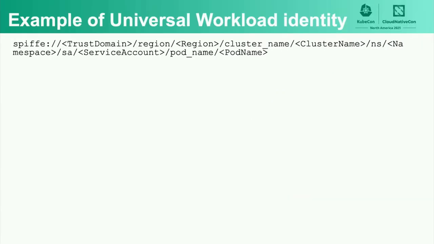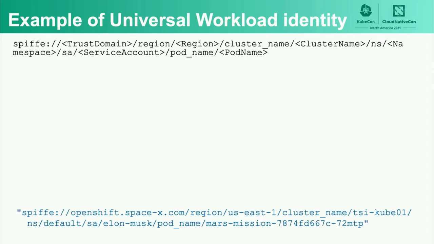So here's the example of the universal workload identity that we use for our organization. It's composed of the trust domain that represents the organization, the name of the region, cluster, namespace, service account, and pod name. So here's just the example. Just for fun, we use the OpenShift in SpaceX that is running in the US East region. The cluster name is TSI Cube 01, default namespace, and Elon Musk service account.